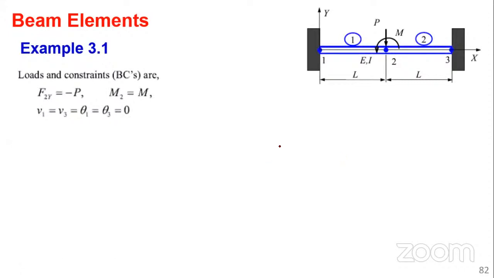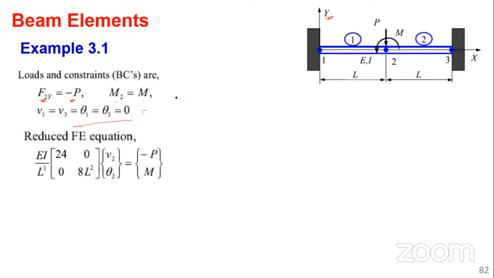Of course, we are given the quantities M2 is equal to M, and it's positive. Look at the sign convention. Remember the sign convention? Positive counterclockwise. If the vertical axis is this, the load is applied downward, of course, so this will be negative. So the load F2y, the force in node 2, is negative P. The moment is positive, and then we have this as 0. So we have our reduced equation like that.